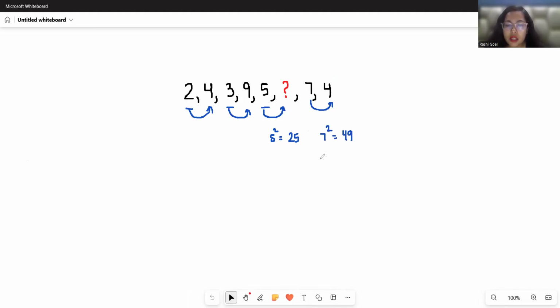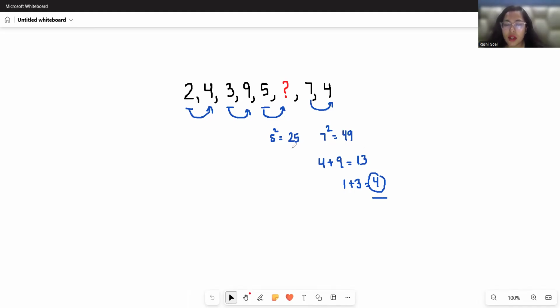But what we can see is, if we add the digits of 49, that is 4 plus 9, this gives us 13, and 13 is 1 plus 3, 4. So what we notice in this series is that all the numbers are single digit. So if there is a square, they add the digits till they get a single digit. So it becomes 4 here, for 7 square.